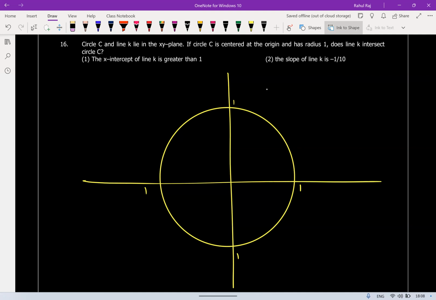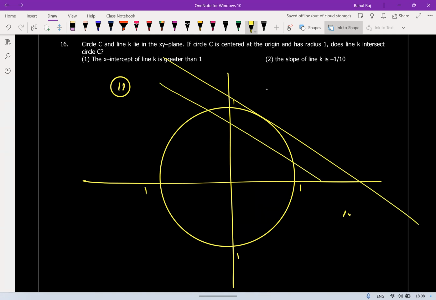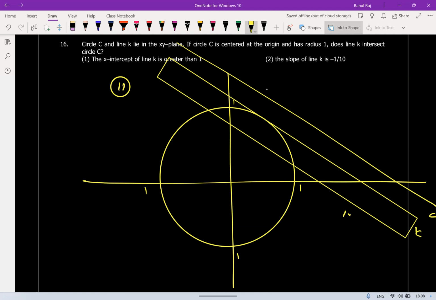Now come down to the second statement. The slope of line K is negative 1 by 10. It means the slope is negative, so it will 100% pass through the second and fourth quadrants. So imagine this is the slope of line K. Parallel lines have the same slope. Imagine the slope of line K. All these lines K have the same slope.